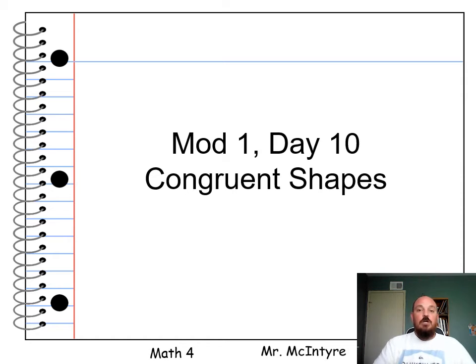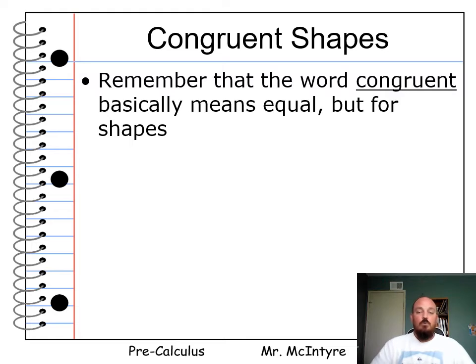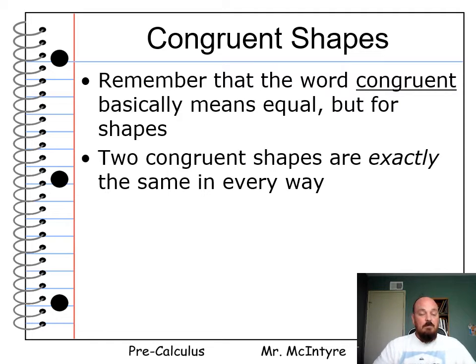All right, today we're going to talk about congruent shapes. I want to remind you guys, we've already had the vocab word congruent before, but just as a reminder, congruent means equal, but it's when you're talking about shapes instead of numbers. Basically, equal is for numbers and congruent is for shapes. But what that means is if two shapes are congruent, they are absolutely 100% exactly the same.